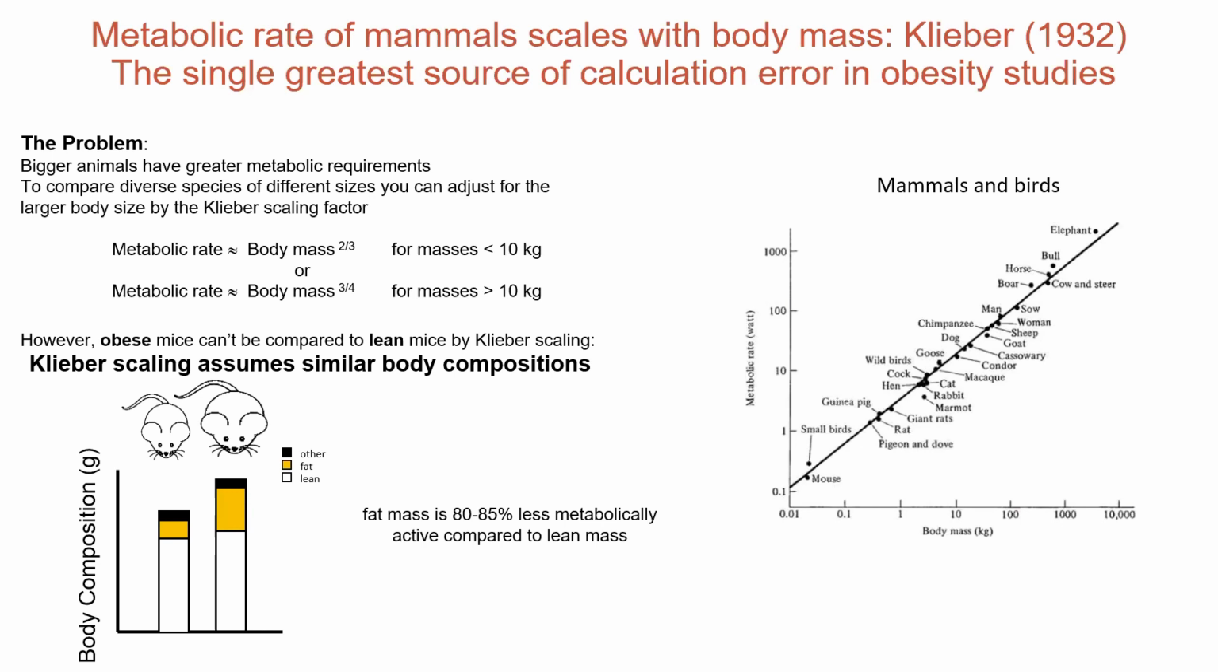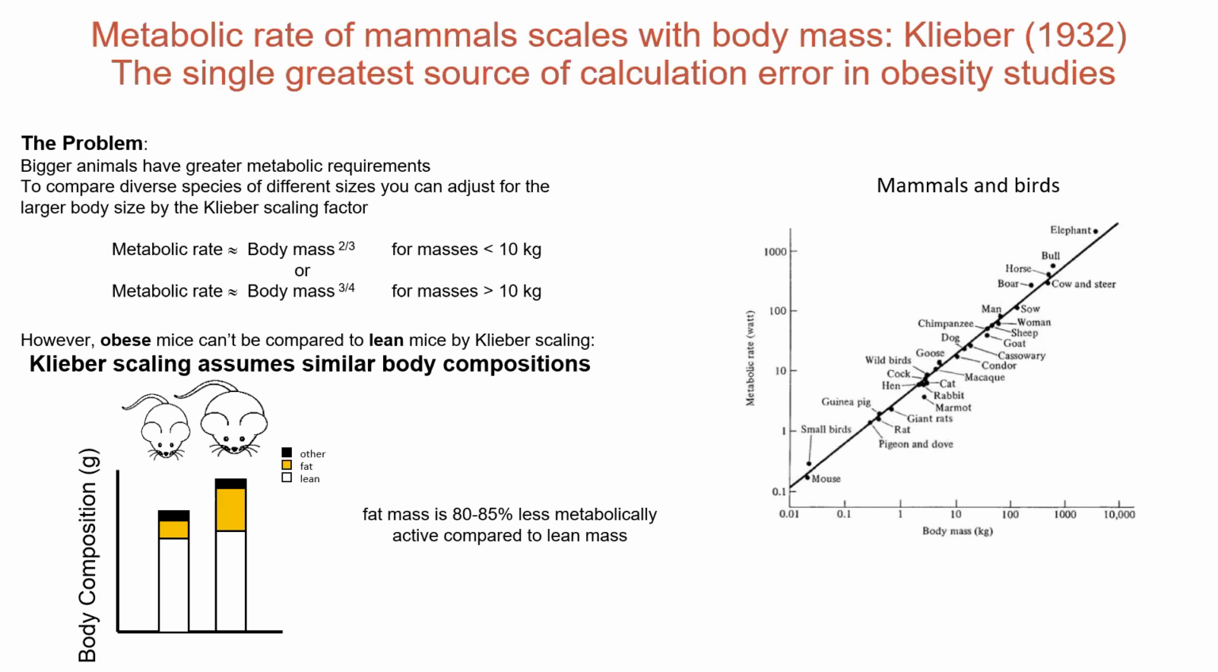But for the experiments that we are dealing with, we're talking about experiments of obesity, where you're comparing mice of different body compositions. And the Kleiber scaling assumes similar body compositions among your guinea pig and your goose. So if you were to compare an obese goose to your guinea pig, then this would no longer be valid.